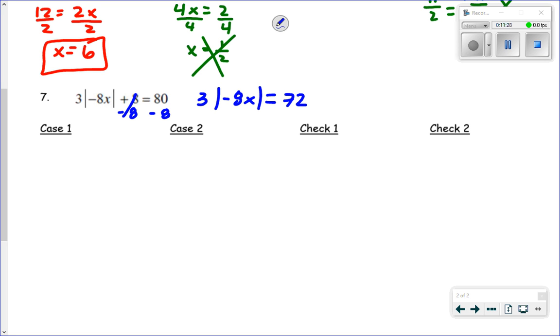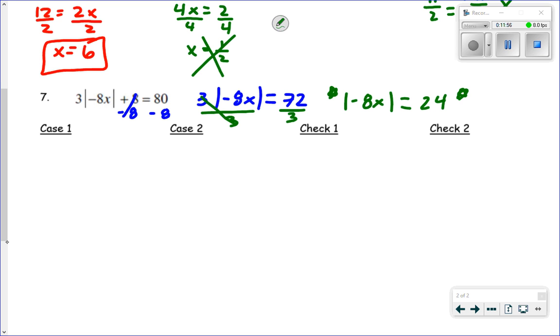Okay, now I've got that 3 out front. I cannot distribute the 3 in and make that negative 24x. You can't distribute into absolute value bars. So I need to instead divide both sides by 3. So I've got negative 8x equals 72 divided by 3 is 24. So this is my new problem that I'm going to base my two cases off of.